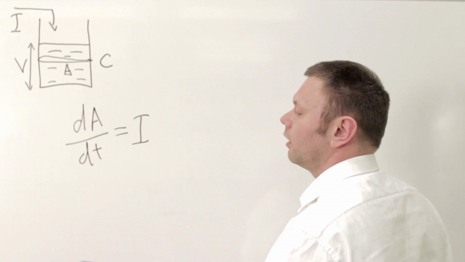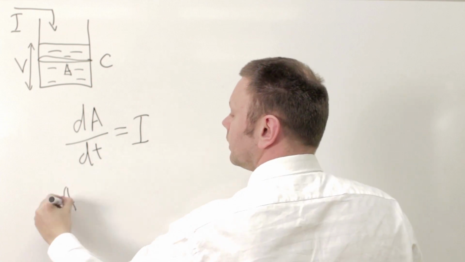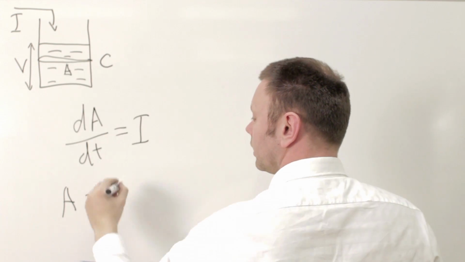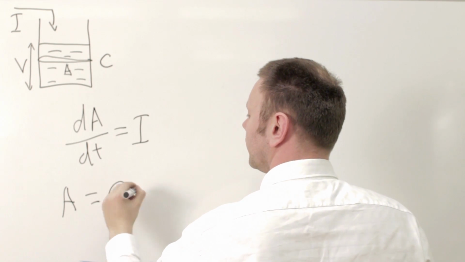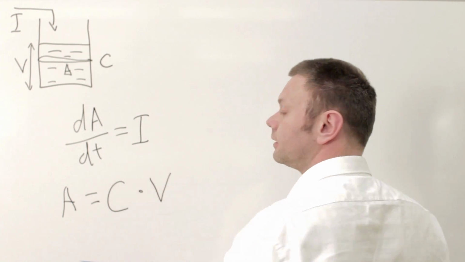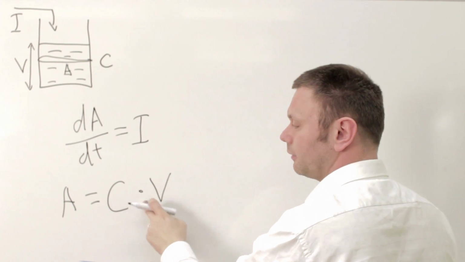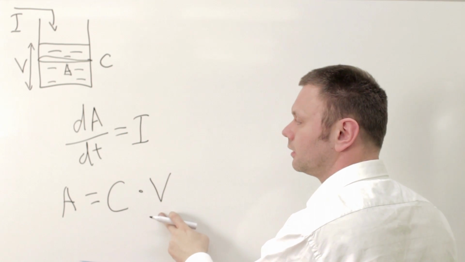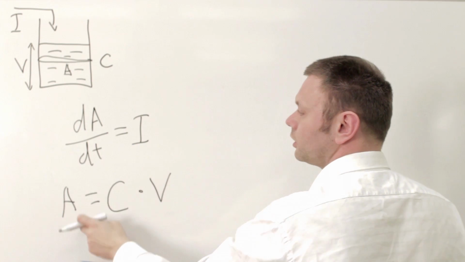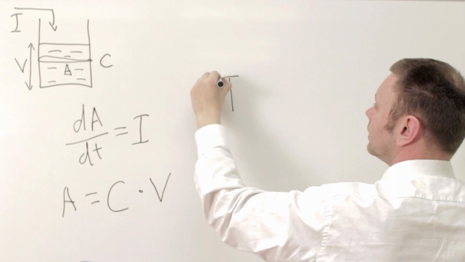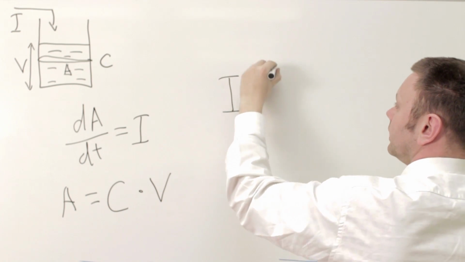But also we know that the amount of liquid is equal to cross-sectional area multiplied by the height of the liquid. This is the amount of liquid: cross-sectional area times the height of the liquid in a glass. So if we combine these two equations, we will actually get something that looks like this.